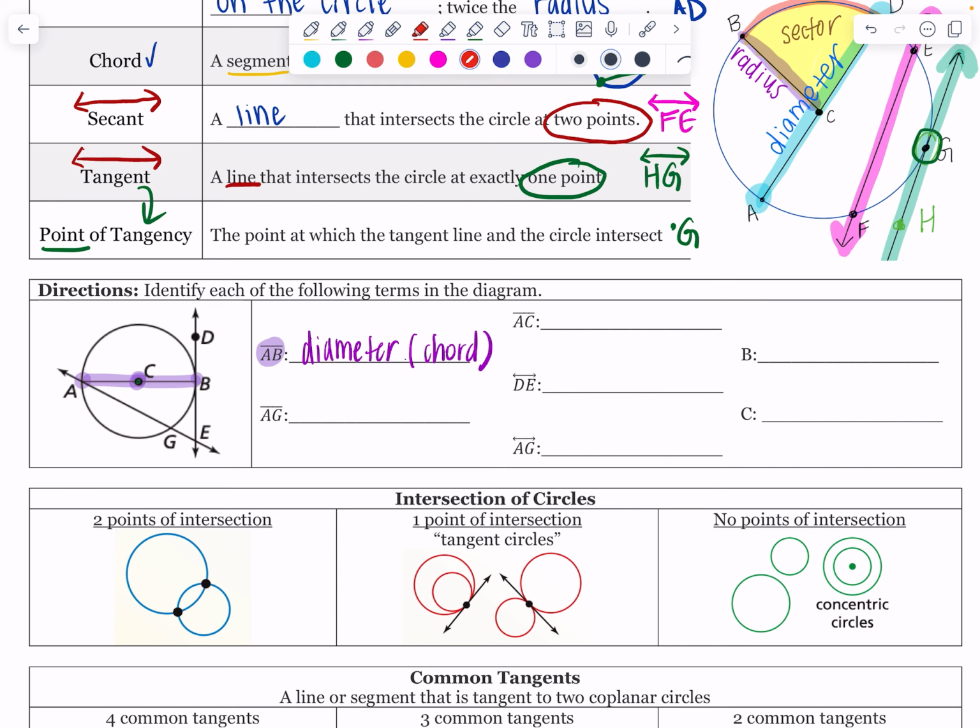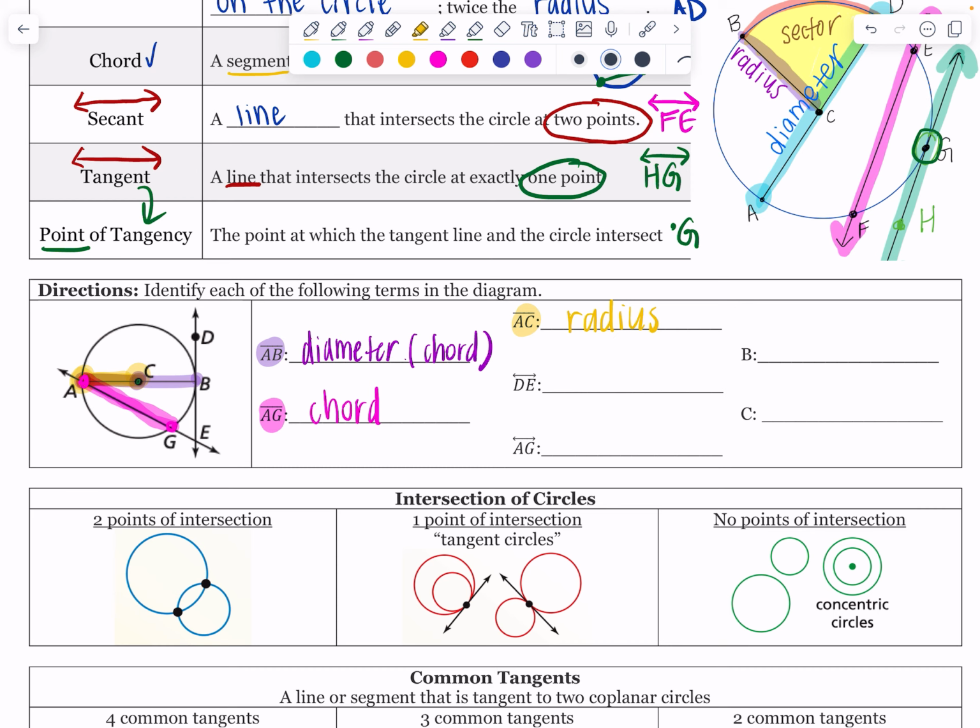What is the segment A to G? Starting at A, going to G. Well, that is just going to be a generic chord because it does not go through the center, so I can't specifically call it a diameter, but it is a chord. It starts and stops. It has ending points that are on the circle. Okay. What is A to C? Let's change colors. A to C. A has one endpoint on the circle, and one endpoint is the center, so that is going to create something that is halfway across the circle that we call the radius. So A to C was the radius.